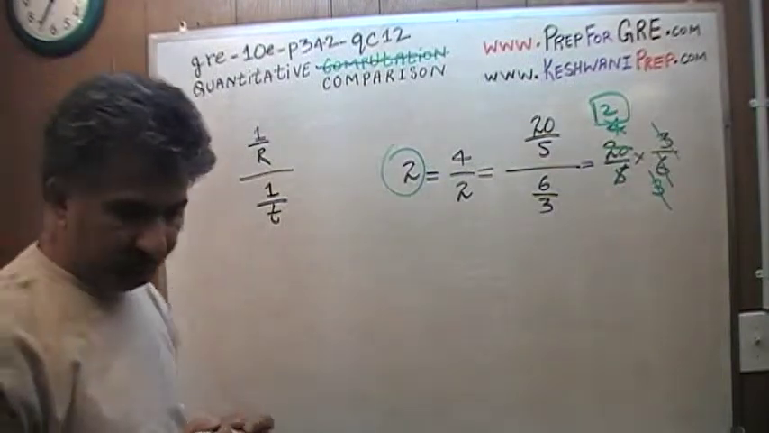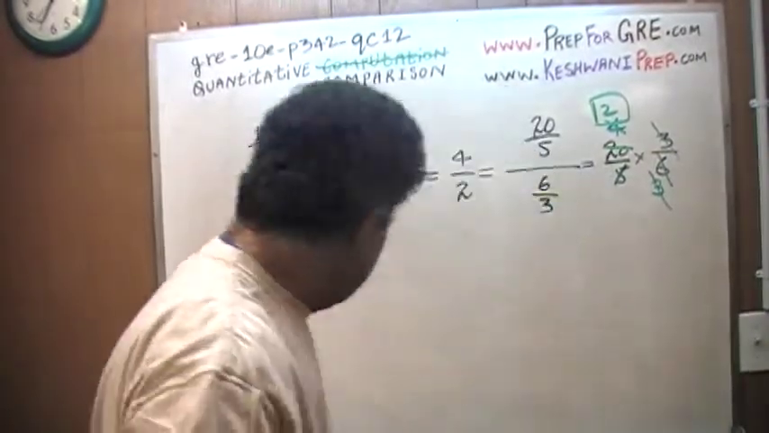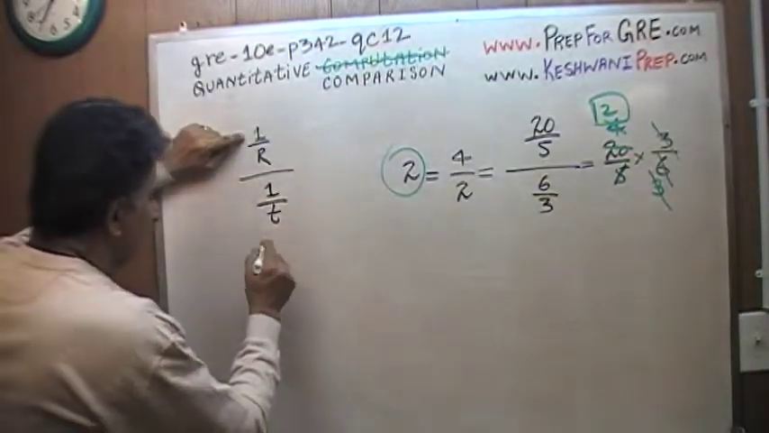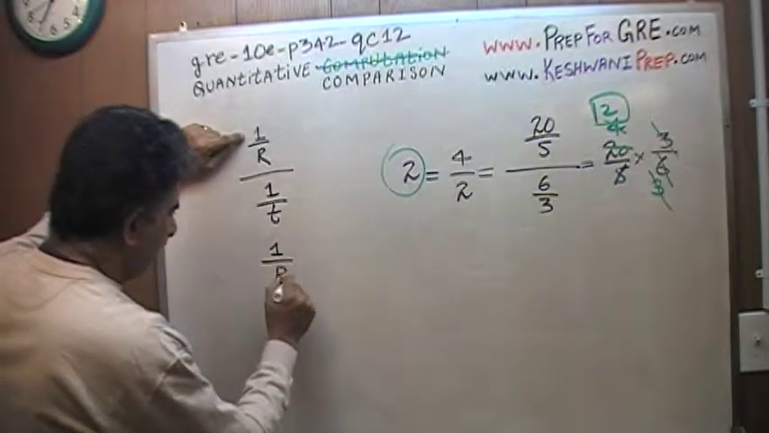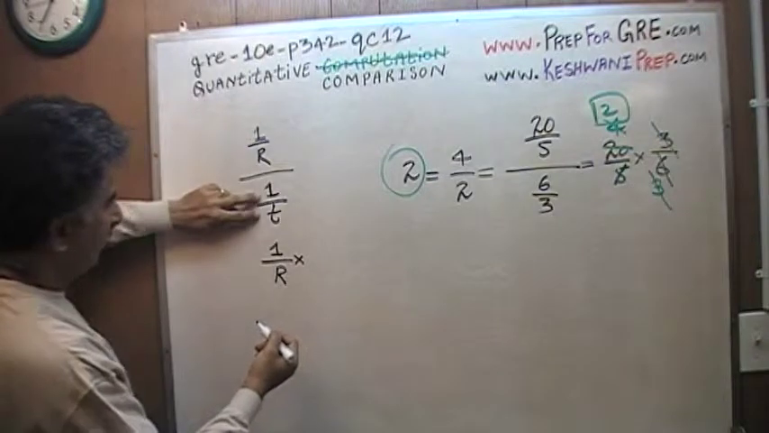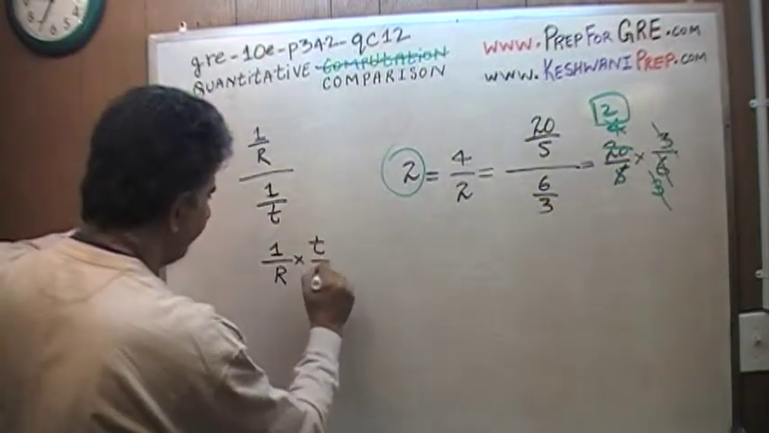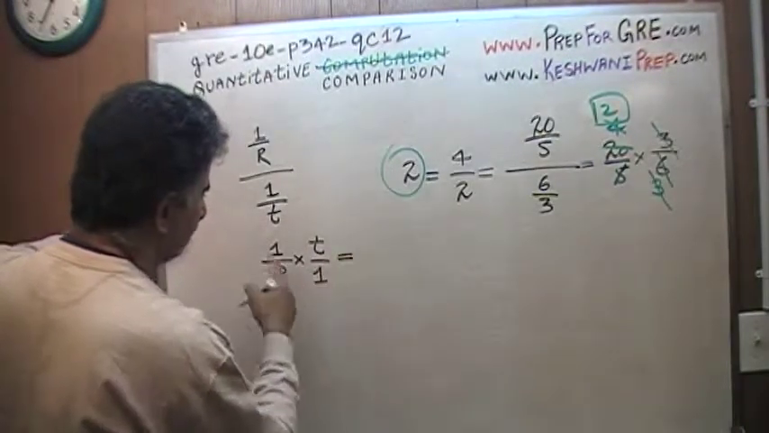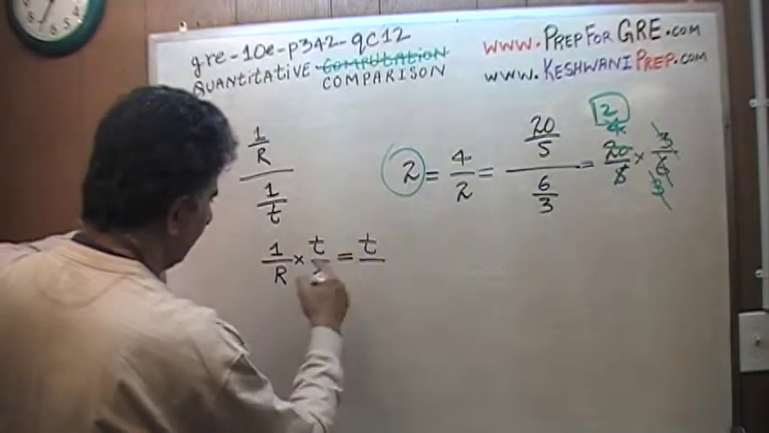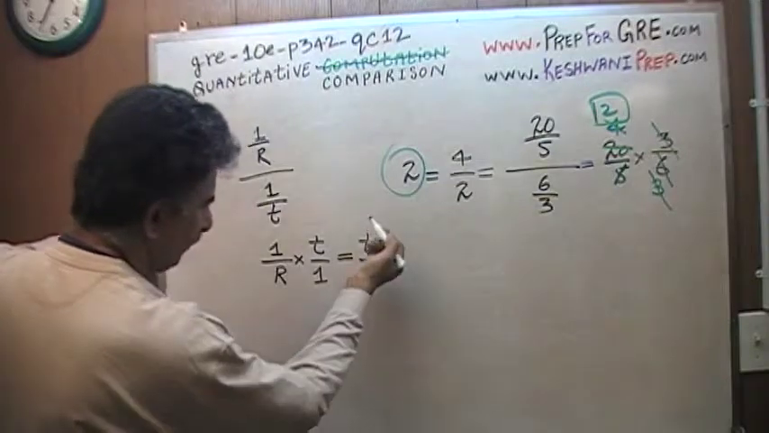We take our top fraction, 1 over r, and we multiply it by the reciprocal of the bottom fraction. Since it's 1 over t, it becomes t over 1, which boils down to 1 times t is just t, and r times 1 is just r. It boils down to t over r.